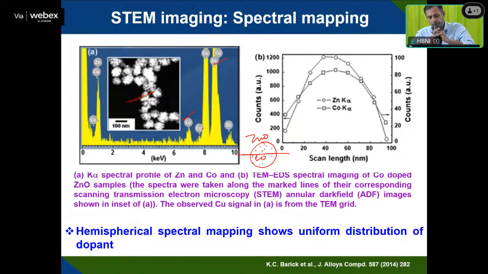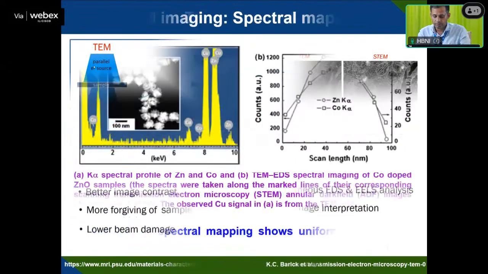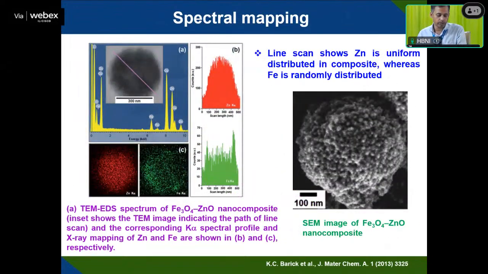If it is a uniform distribution, what will happen? It will initially increase at the start, and then keep on increasing. The center will be much higher, then again it will decrease. That means it will give a hemispherical type profile. This hemispherical profile in the spectral mapping indicates uniform distribution of your dopant. Those things one can find out.